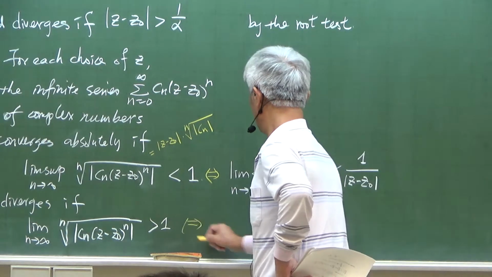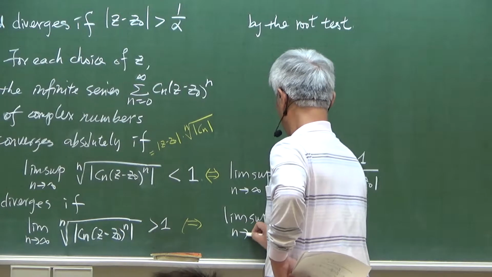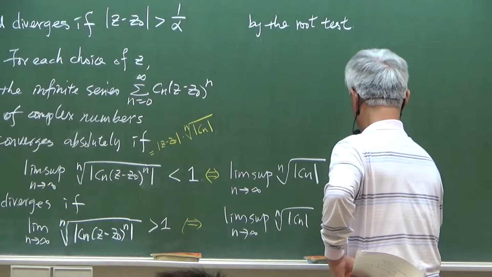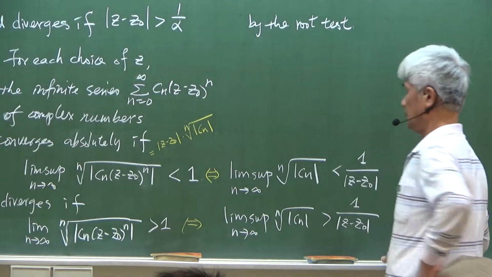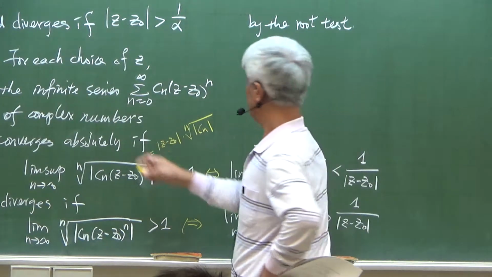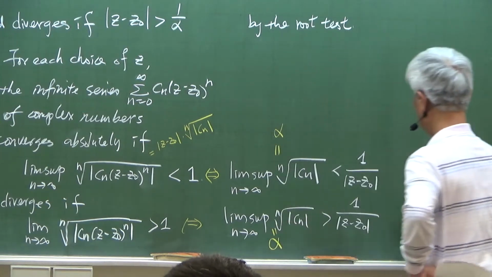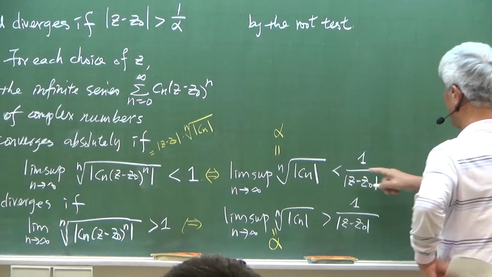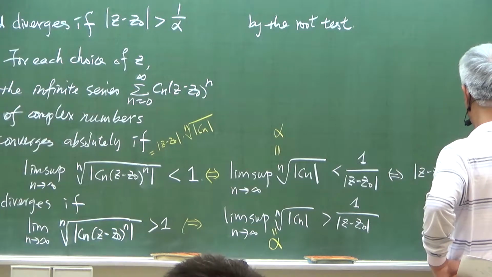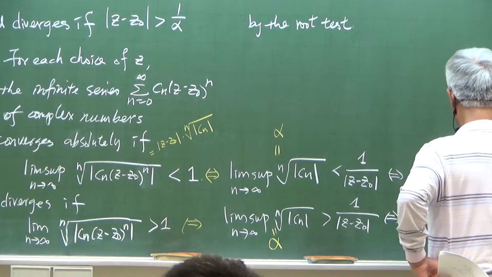And it diverges if the limit superior is greater than 1 over the absolute value of z minus z0. But as we know, this limit superior is defined to be alpha. So this is if and only if alpha is less than 1 over the absolute value of z minus z0, that is, z minus z0 has absolute value less than 1 over alpha, or greater than 1 over alpha for divergence.